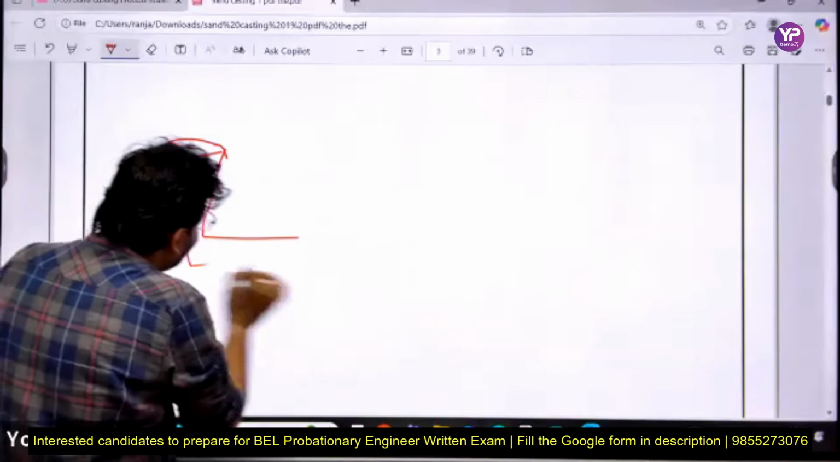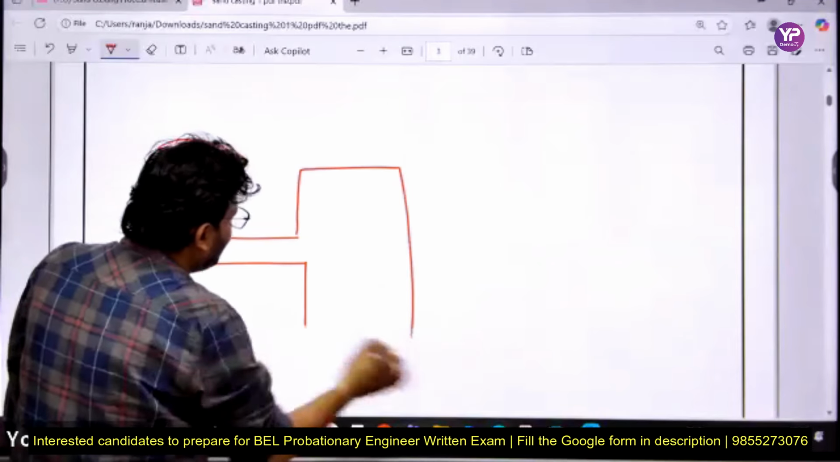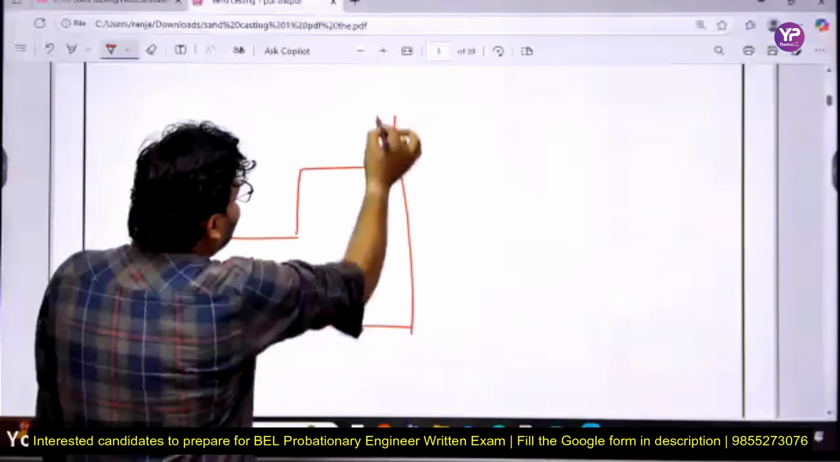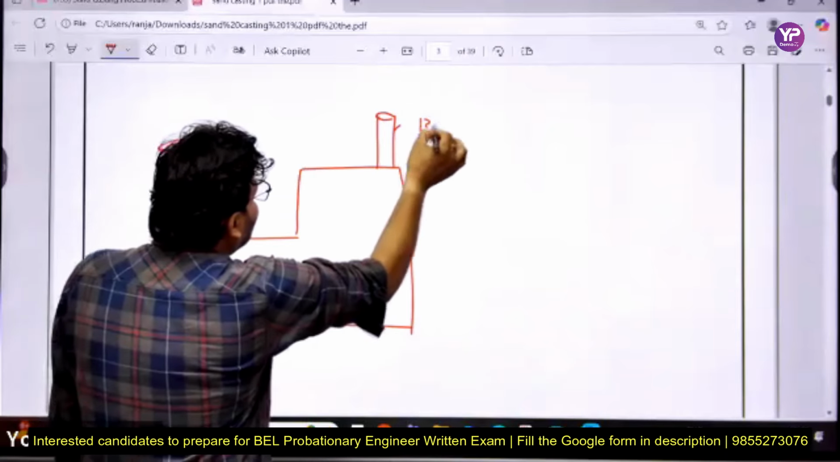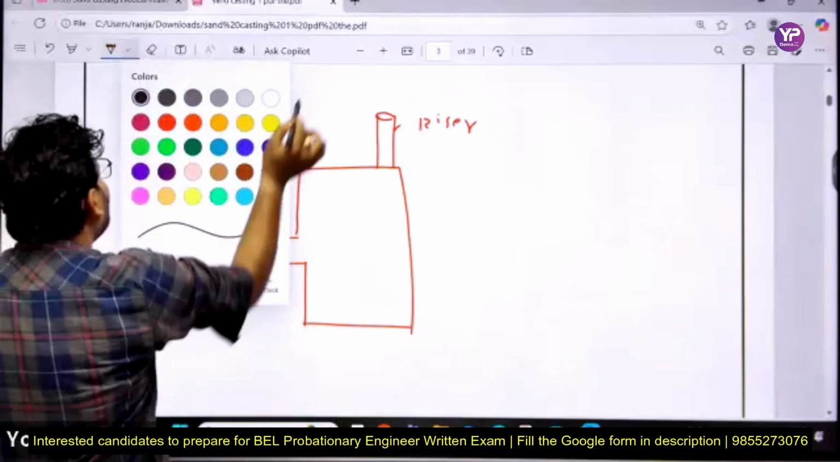My dear friends, you know, this is the cavity, and there will be a riser. This is called the riser. Now I am going to pour the molten metal. Everyone has to answer.